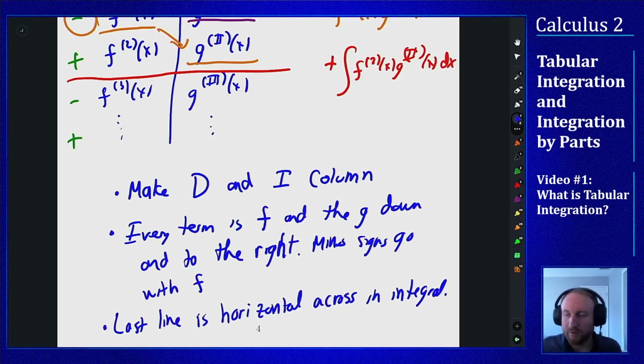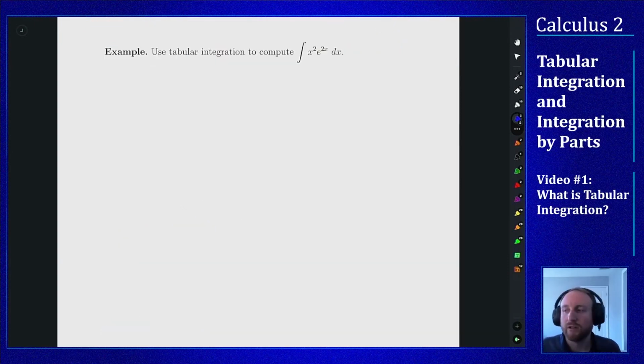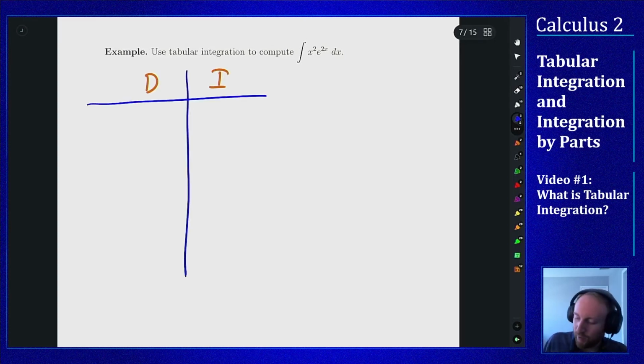So let's do an example to show how this would work in an actual problem context. So I want to do the integral of x squared e to the 2x dx. So I want to differentiate the x squared, because that's going to eventually go away, which is great for this method, and integrate e to the 2x. I'm going to make my table here, d I, and I start with the d side with x squared, and the I side with e to the 2x.